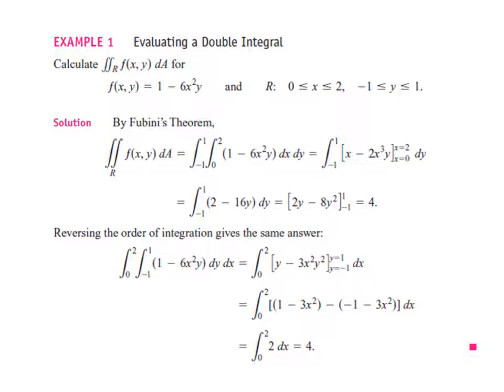So integration of 2 with respect to y is 2y minus 16 times the integral of y, which is y squared by 2, that is 8y squared. Let us apply the limits minus 1 to plus 1. So the resulting value is 4.